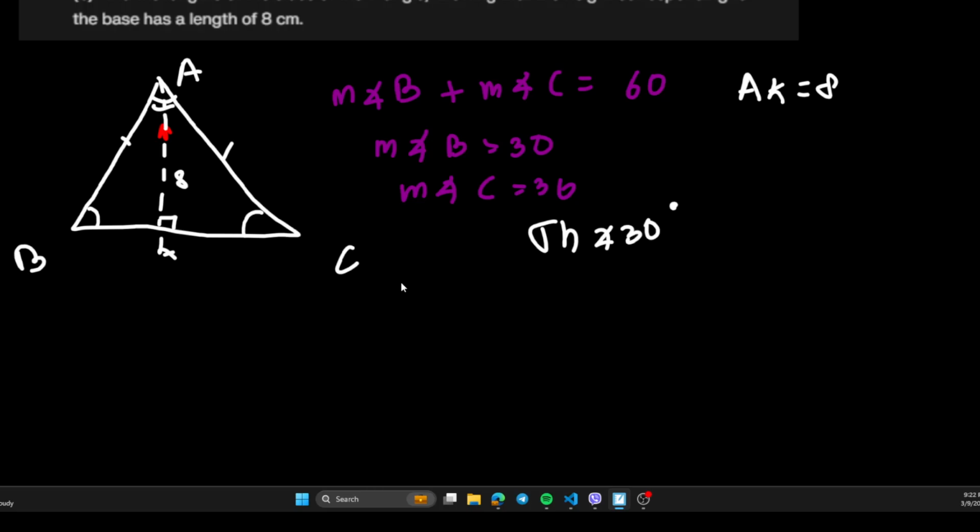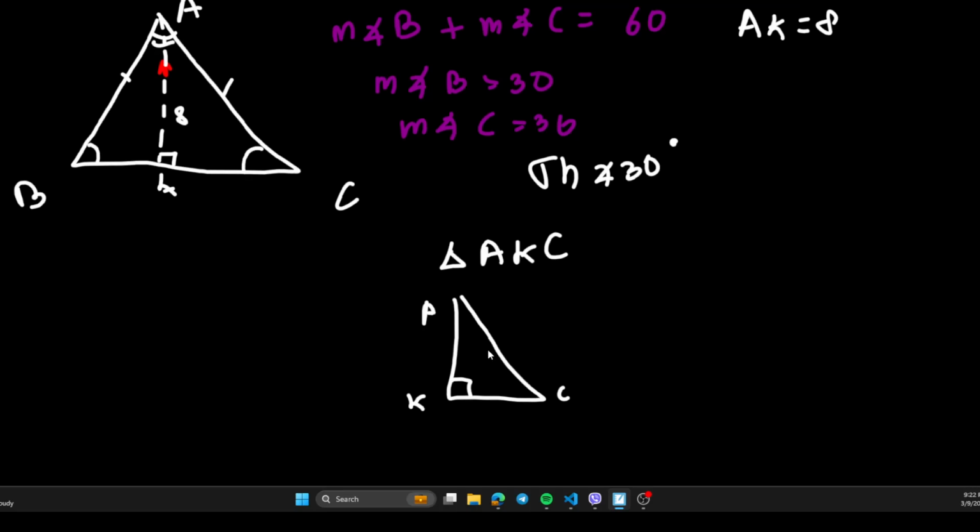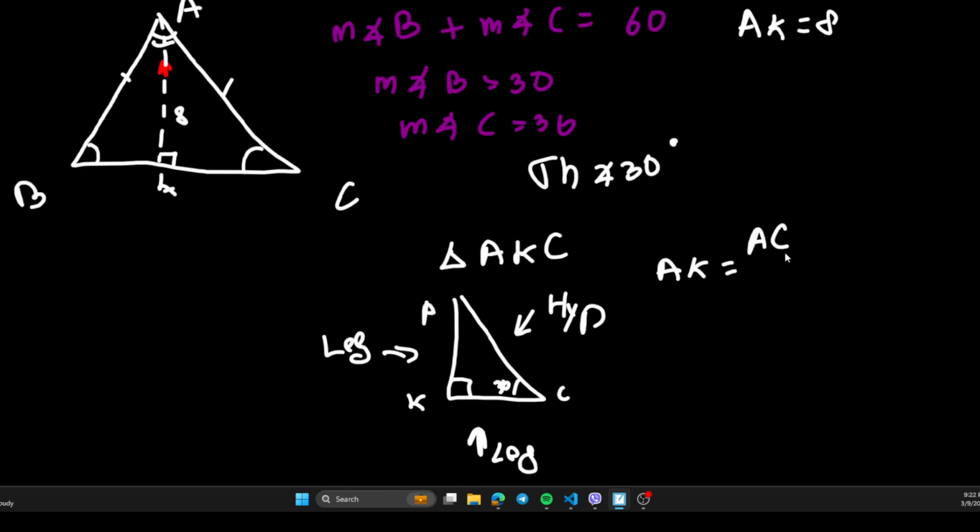Okay, so look, just looking into this triangle, triangle AKC. It's a right triangle, right? A, K, and C. AK is a leg, KC is also a leg, and that means AC is the hypotenuse. Here's a 30-degree angle. The theory of the 30-degree angle tells you that the leg opposite to it is half of the hypotenuse, which means AK is going to be AC over 2.